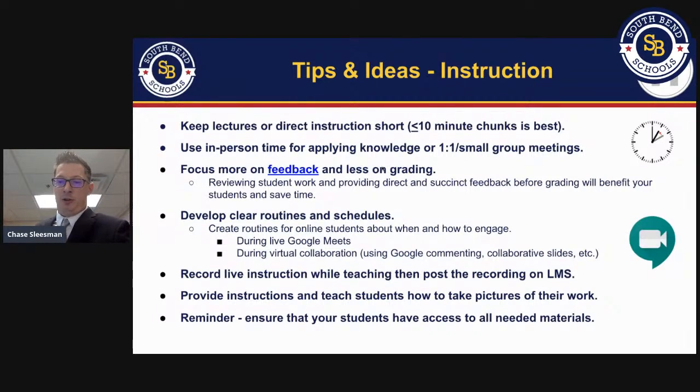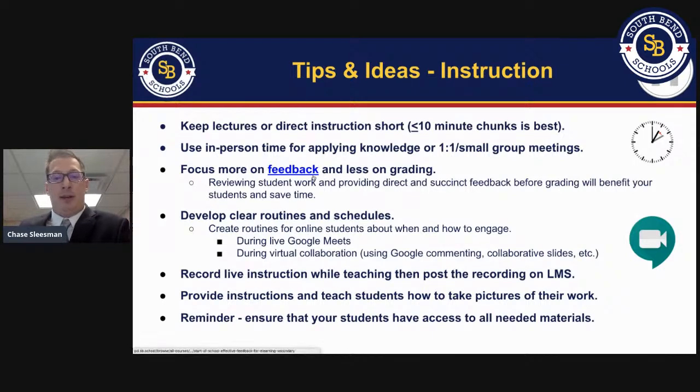When students are in your classroom, use that in-person time for small group or one-on-one instruction. We know that as students are coming in, that's going to be the time that we can kind of help bridge some of those gaps, by focusing on that small group or even that one-on-one small group time.